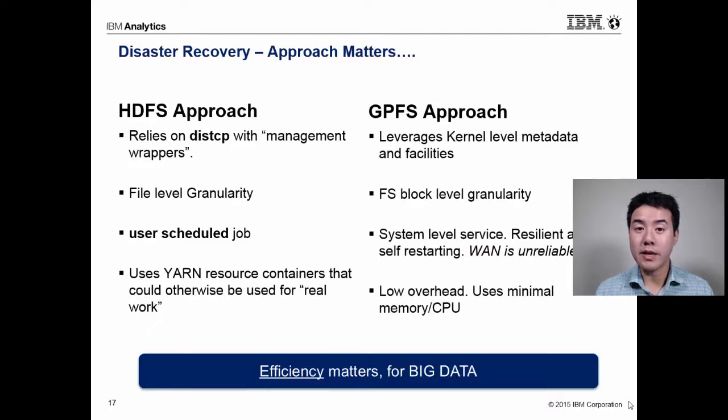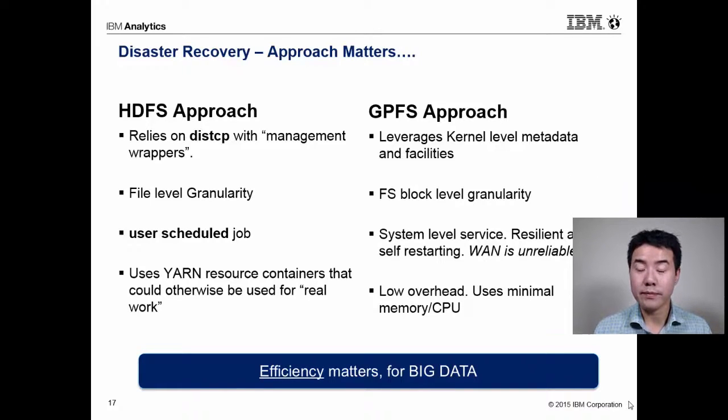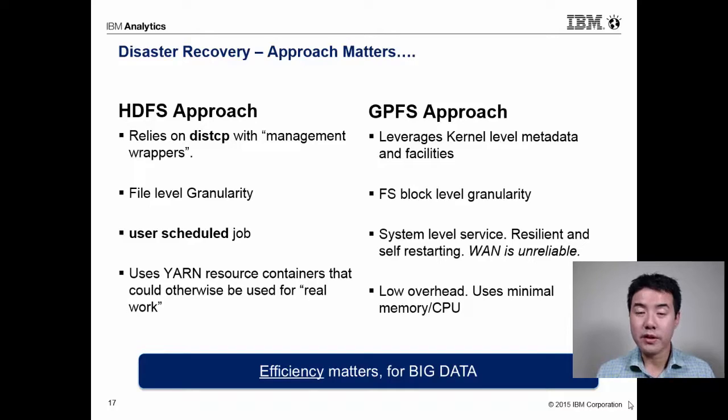So the point I'm leading to here is that the approach to disaster recovery really matters. On the left, the HDFS approach is to use tools that use distributed copy underneath. And there's different names for these tools, but generally they're wrappers for distributed copy that help with that reconciliation of data. The granularity of the replication is file-based, and it's also a user-scheduled job. And because it's a MapReduce application, it's actually going to allocate containers from Yarn that would otherwise be used for real work.